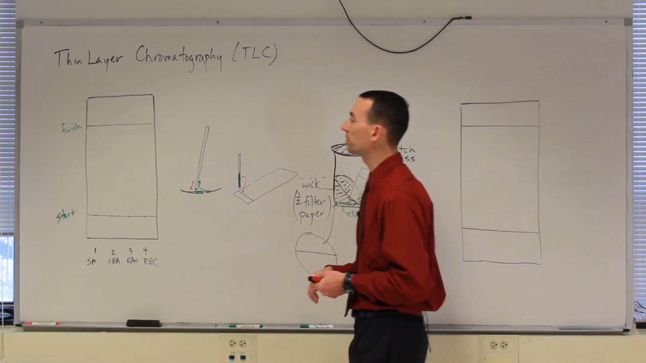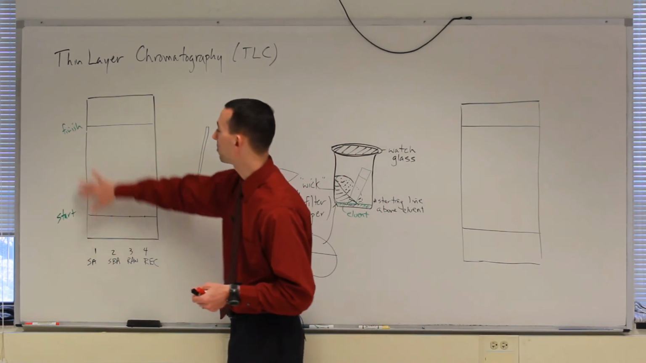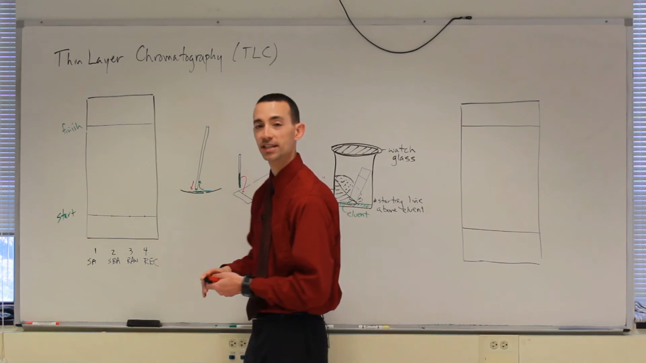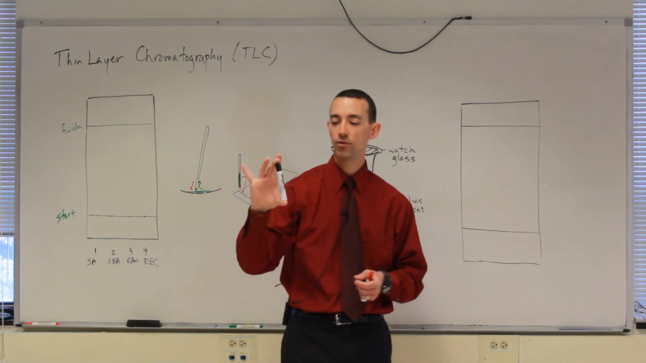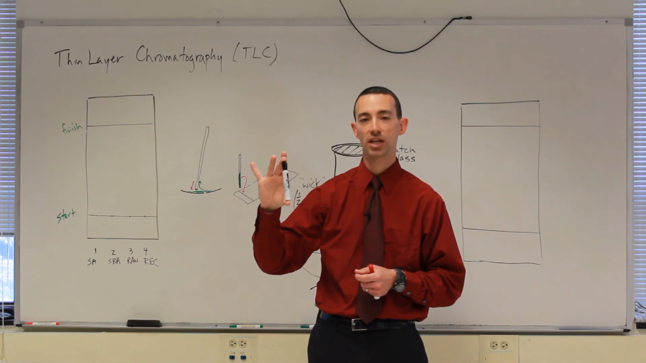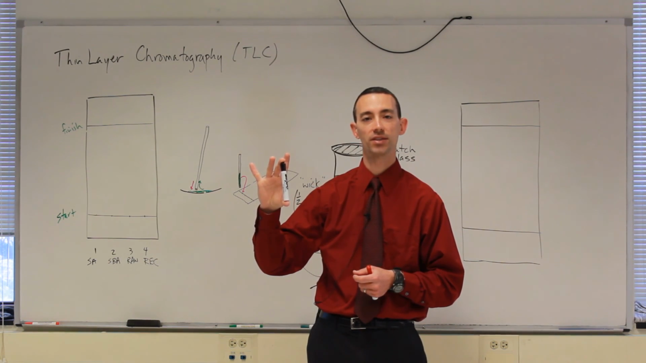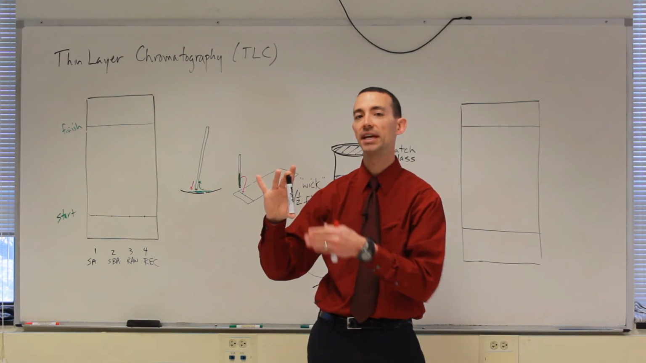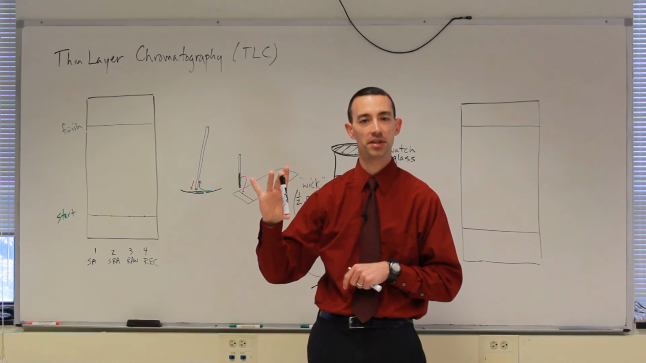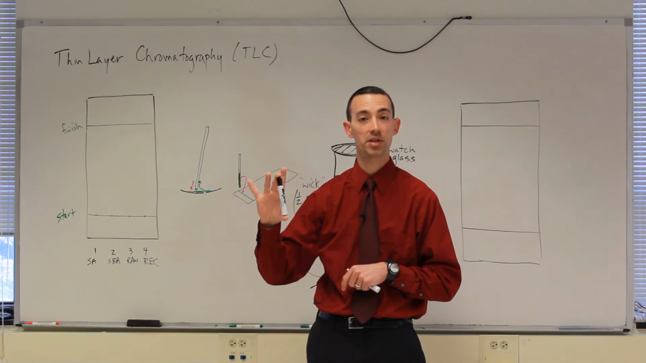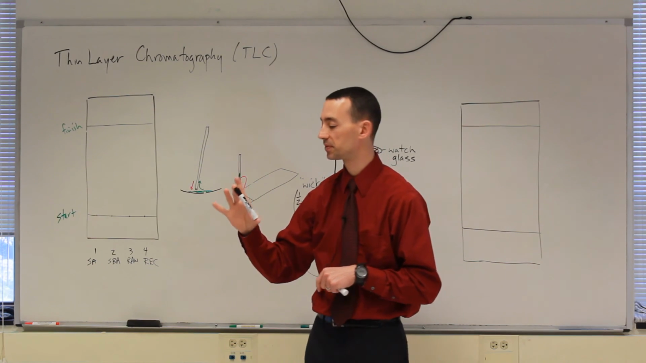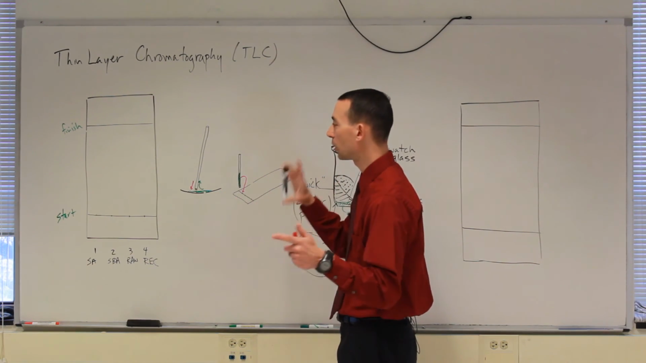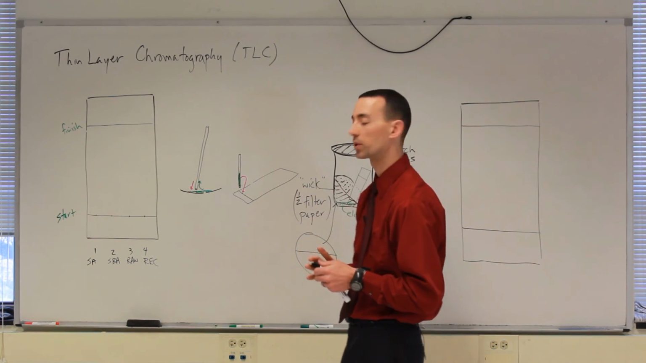So in thin layer chromatography, or TLC, you have a plate. Now I've drawn a giant sized one. In reality, your plate will be smaller than the size of this marker that I have in my hands right now. And it will be as thin as a sheet of paper, essentially. All right? We call it chromatography paper for that reason. But I've blown it up here to demonstrate what we're doing.